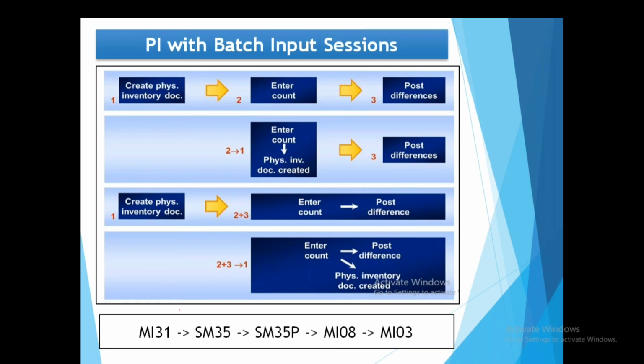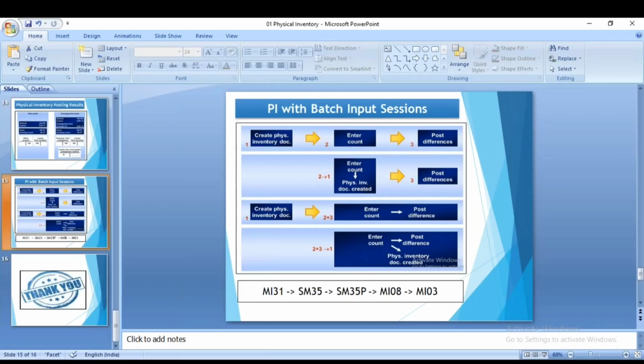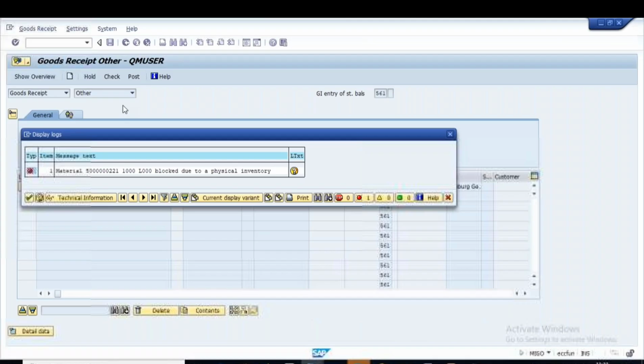So you have the different transaction codes here. MI31, first they create the batch input session, then they will process it through SM35. That time the system will create the physical inventory document, and then they will post the differences through MI08. That is what they will do. Okay, so now we will do that with batch input session.